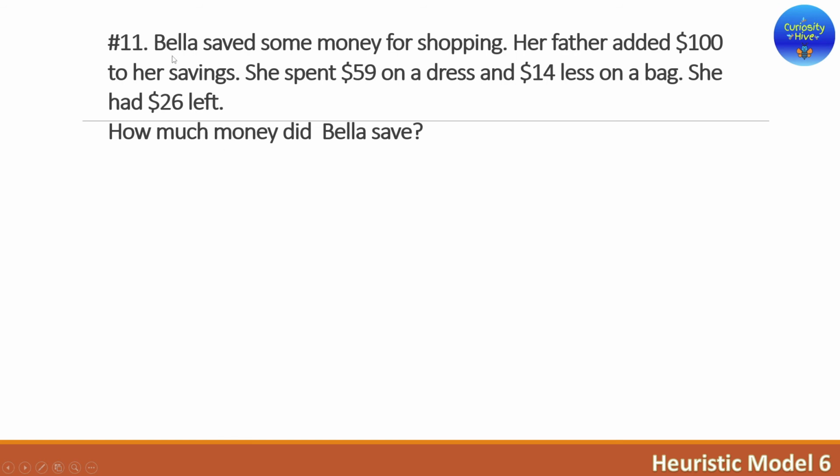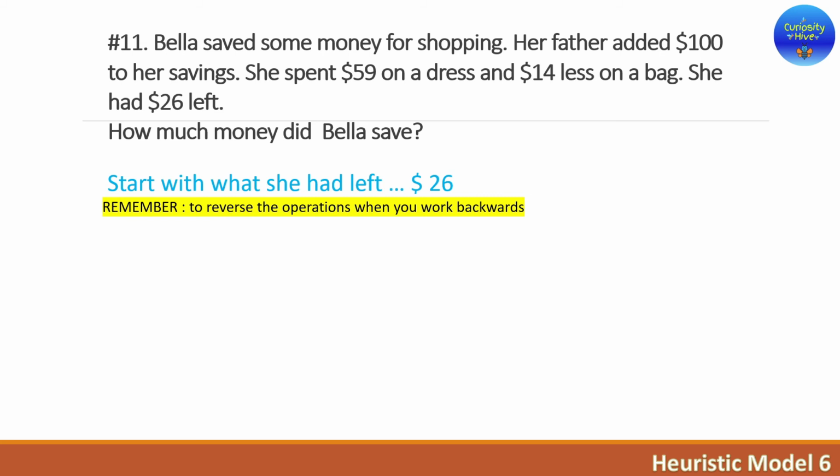So here we have this question that reads, Bella saved some money for shopping. Her father added $100 to her savings. She spent $59 on a dress and $14 less on a bag. She had $26 left. How much money did Bella save, or how much did she have in savings at the very beginning? So, as we had learnt earlier, we'll start with the last leg, which is $26 were left with her. And remember to reverse the operations when you work backwards.